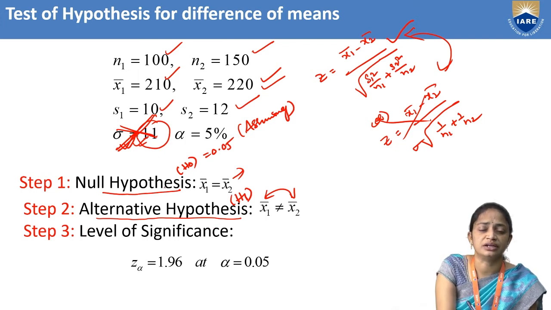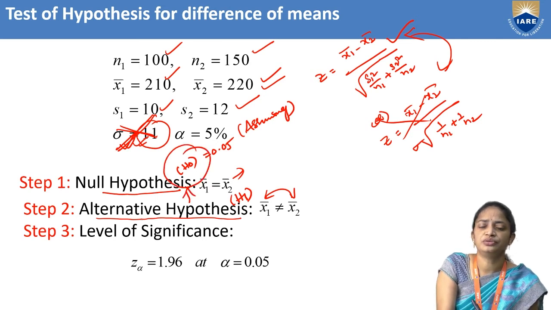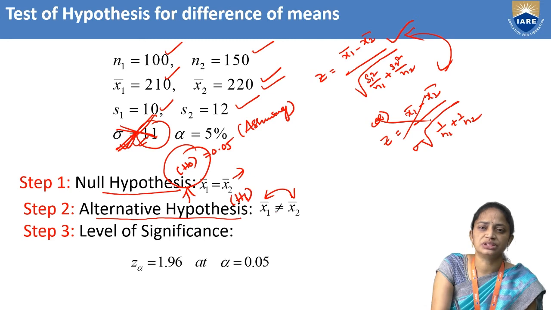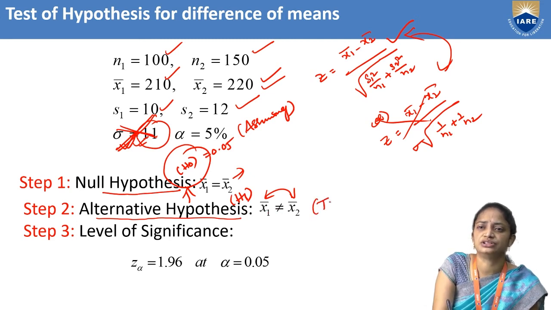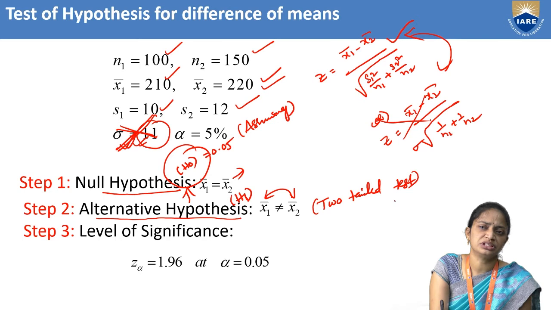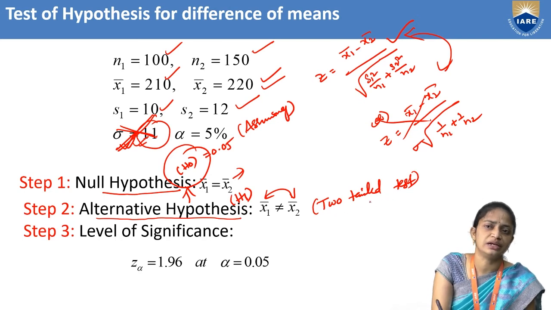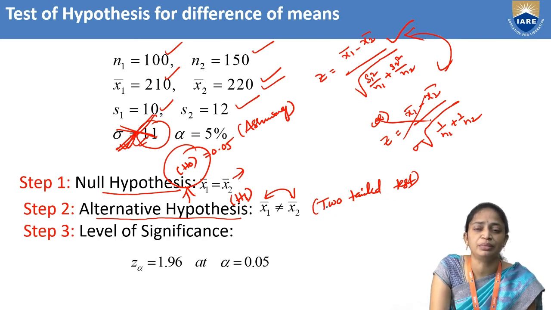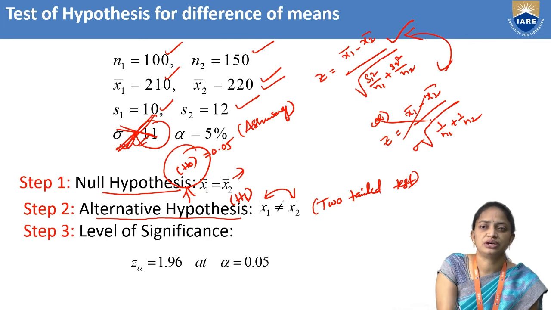So understand that the alternative hypothesis is opposite to the null hypothesis. If you write the alternative hypothesis as x1 bar not equal to x2 bar, that means it is a two tailed test. In double mean or double proportions we have to take a two tail test, because here we are having two samples. That's why we need to take a two tail test.